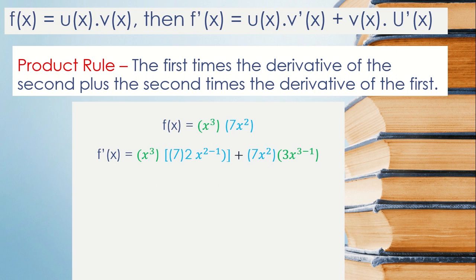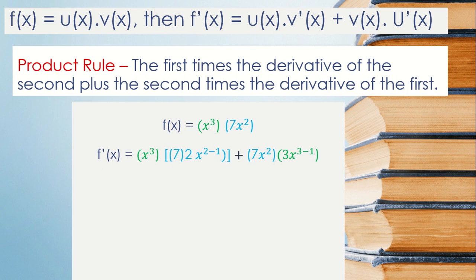So, ano yung derivative ng x cubed? The power times the base raised to the power minus 1. Kaya 3x raised to 3 minus 1. Babalikan ko lang ha. Product rule. The first. Kaya copy natin yung x cubed times the derivative of the second. Derivative ng 7x squared plus the second. Ano yung second? 7x squared.